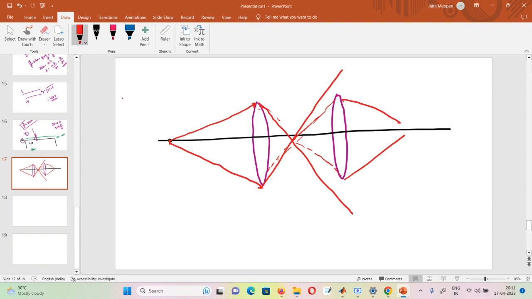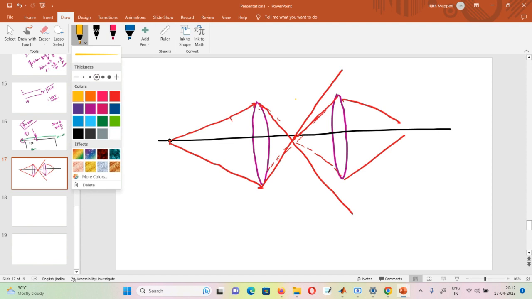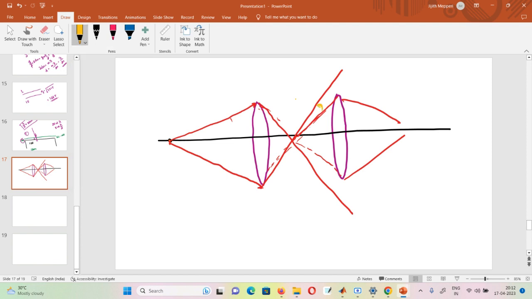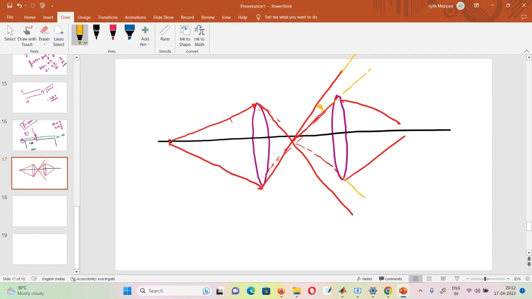Now, which is the aperture stop? L1. If L1 is the aperture stop, you have to get all the light which passes from here to pass through the system. Now you see, because L2 is here, all this light is actually waste only. And this much light is also waste. This light is also waste.